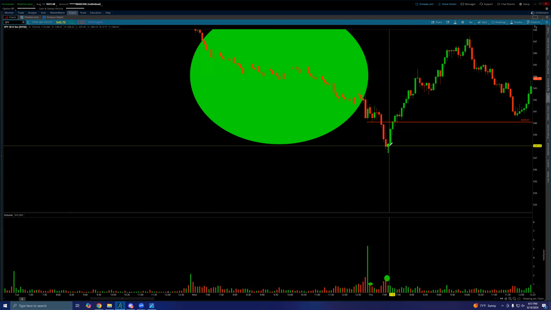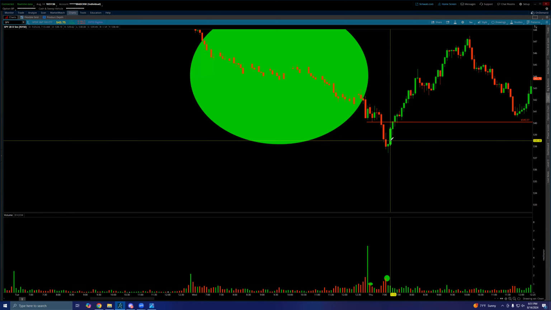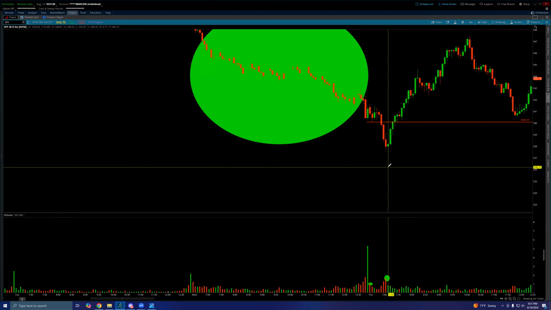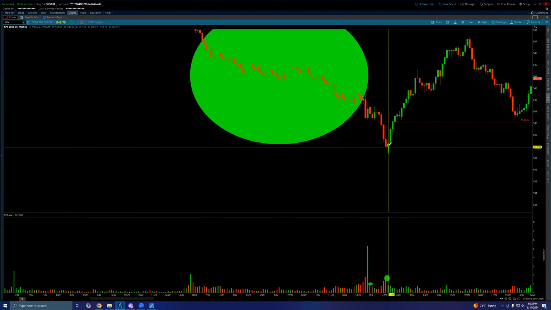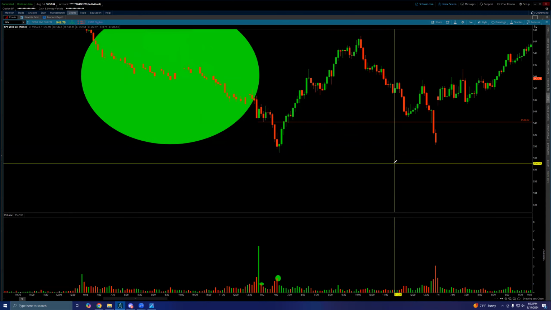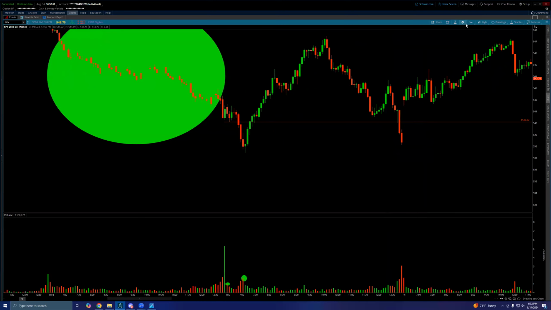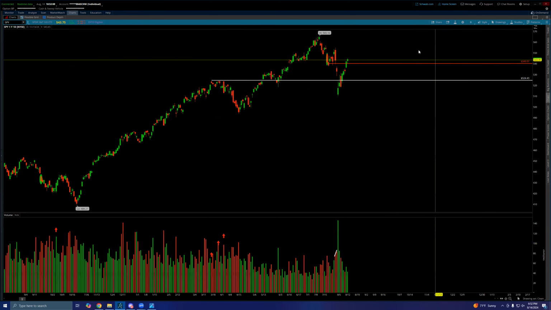Me personally, it definitely would have been hard to try and get long here. There's no doubt about that. And it would have been hard for me to want to sell my full position short here. We didn't really get a great volume price analysis signal saying that this was the bottom, and that's going to happen sometimes. And it's important to show the wins and the losses, right? It's not always going to be perfect.